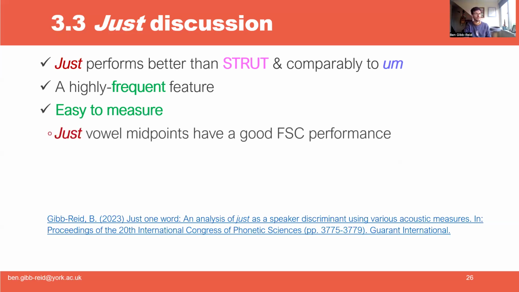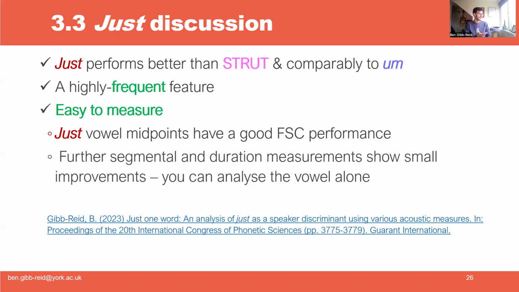The vowel midpoints have a good FSC performance, and part of the easiest to measure consideration is that even though I include vowel duration and S center of gravity in there, those differences are minor. Actually, including vowel duration, including S center of gravity, they're very marginal improvements in performance. I'm not seeing a huge improvement, which makes me think that you could use just, pardon the pun, the vowel from just as a speaker discriminant, as opposed to using all these different extra measurements. Small improvements, but you can analyze the vowel alone.